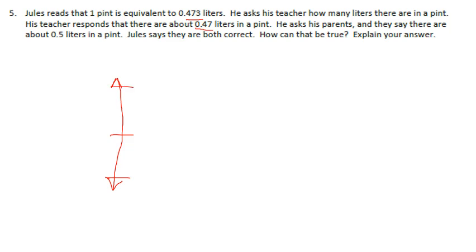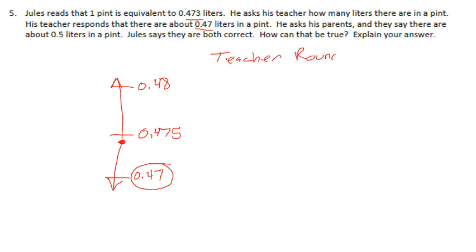So we have 473 thousandths of a liter. So if we're talking about to the hundredth position, that means that would be 0.47. Next highest one would have been 0.48. And the center would have been 0.475. Now the actual was 0.473, so the teacher rounded to the hundredths.